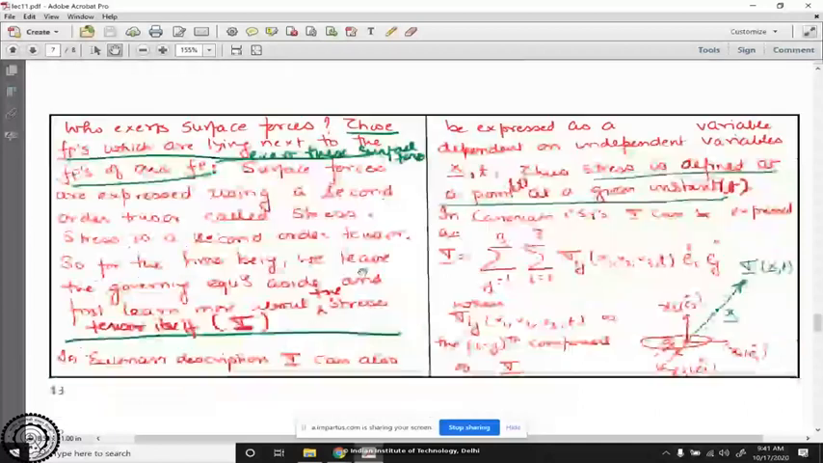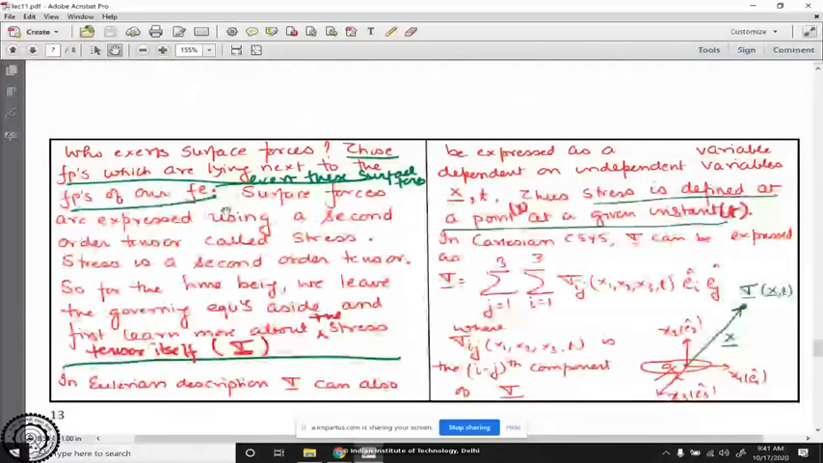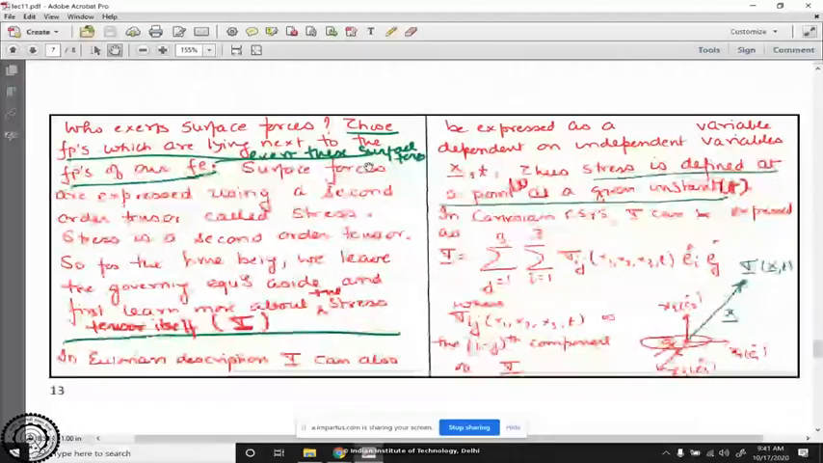Okay, now let's come to surface forces. Body forces are already something close to what you are familiar with. Surface forces may be somewhat new. I mean, their formulation may be somewhat new. So who exerts surface forces? My first question is, who exerts surface forces?